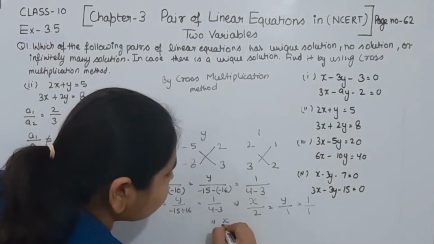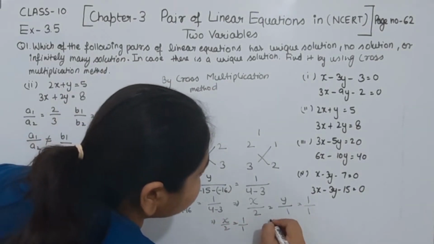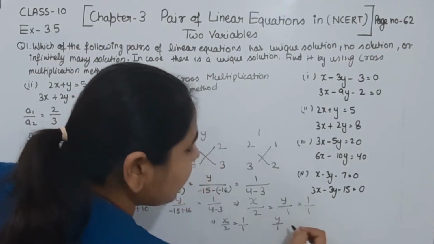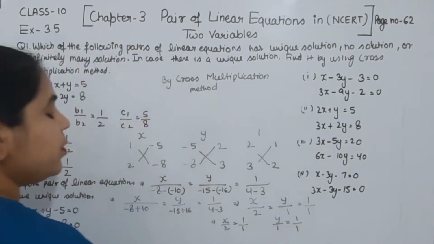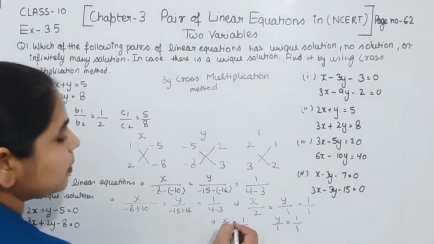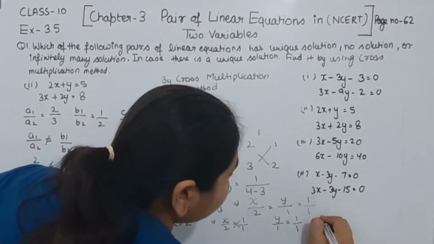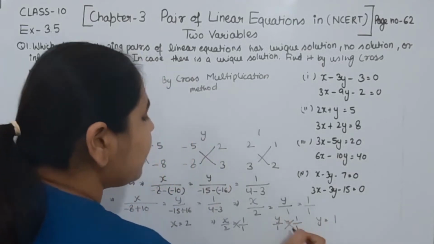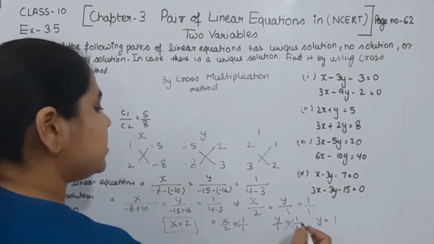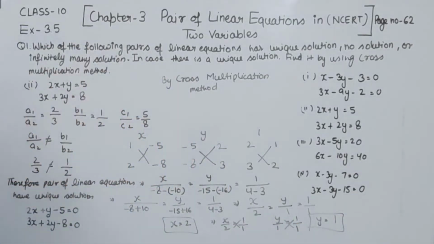Now I'm going to write x by 2. We are going to write the constant term equal to that one. Here I'm going to write y by 1 and I'm going to put this one as equal to the constant term. Now we're going to cross multiply. So x is equal to 2 and y is equal to 1. So the value of x we are having is 2 and the value of y we are having is equal to 1. This one we are having is part 2.